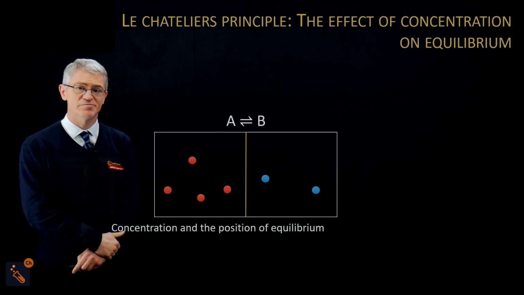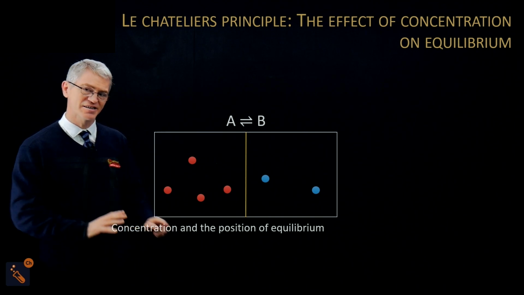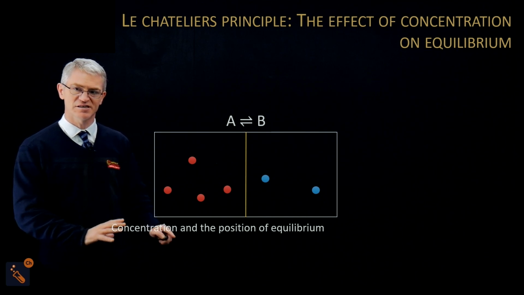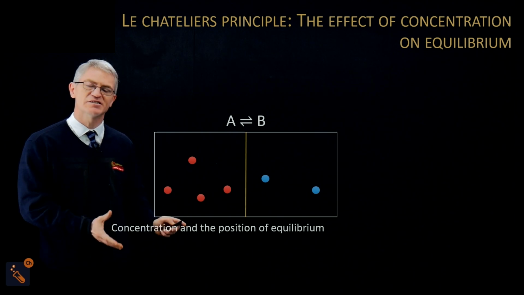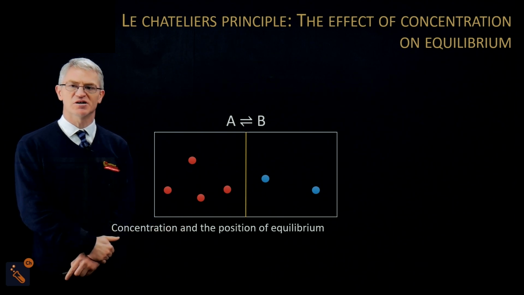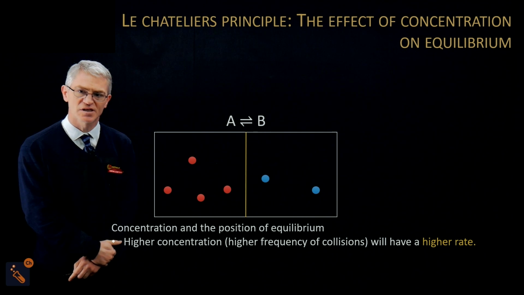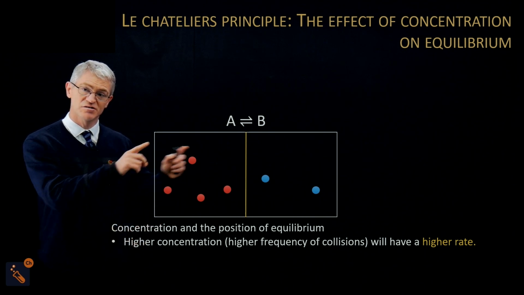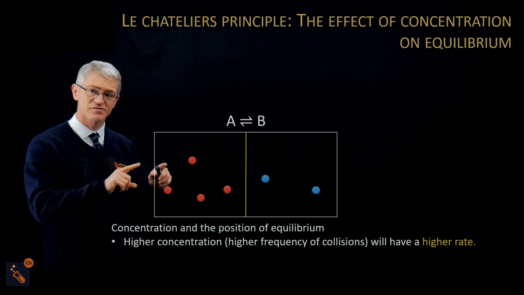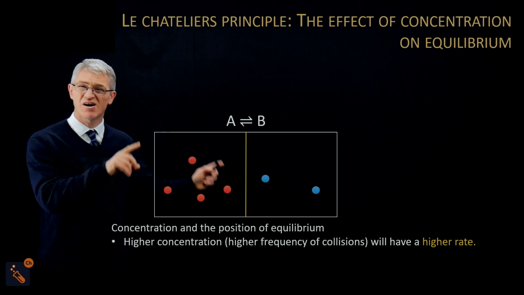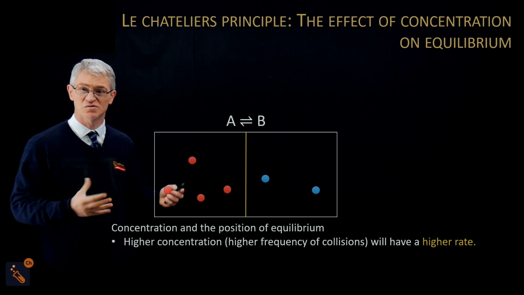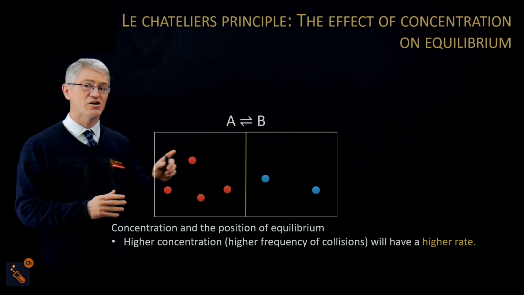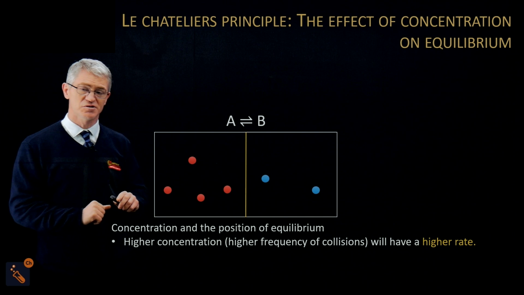Now, let's look at the concentration and the position of equilibrium. Everything I highlight is going to get you a mark in the exam here. So they're the bits you really need. I'm going to put more writing in here just to explain it, but actually the orange parts are the marks you're going to get in the exam. So there's a higher concentration on the left, of the A, which means you'll get a higher frequency of collisions of A particles colliding together. That means you'll have a higher rate going forward.